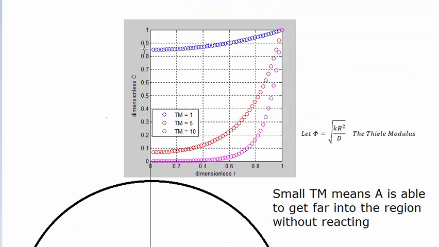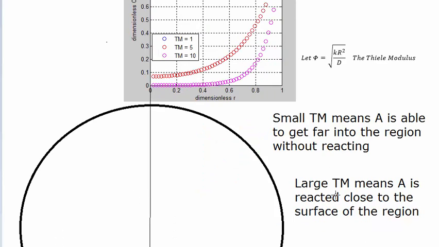A is present at the center of our region, which means A was able to get into the control volume and get all the way to the center without entirely being consumed by B. On the other hand, if your Thiele modulus is large, it means A was able to react somewhere close to the surface, or it just wasn't able to get far enough into the control volume.